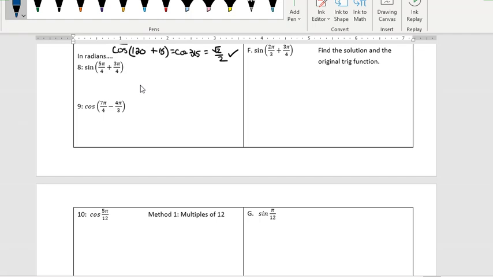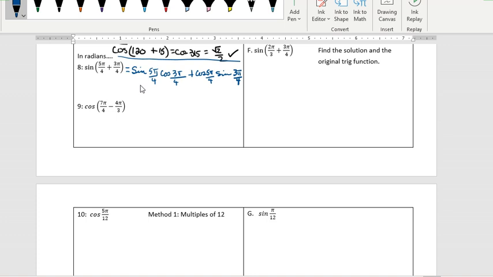Okay, so welcome back. I am working on the radians now, and what I want to show you on this one is that just as we did this in degrees, it works the same way with radians. So when you're working with this one with radians, you've got sine 5 pi over 4 cosine 3 pi over 4. And it's a plus, so it's cosine sine. And again, 5 pi over 4 and 3 pi over 4.